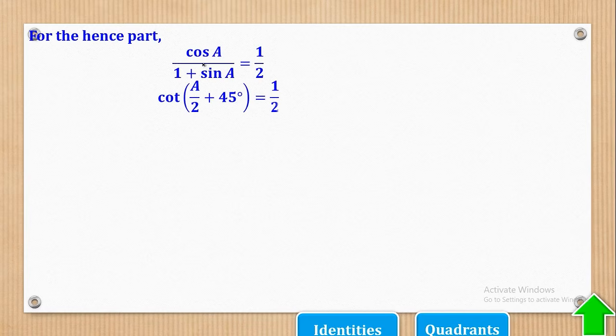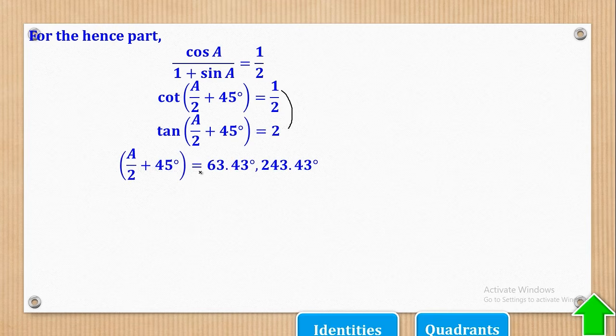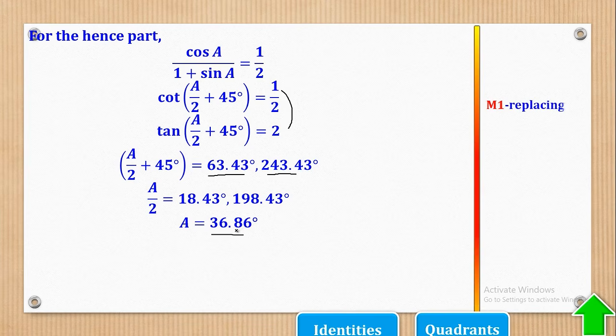So now we shall go to the hence part. So for the hence part, we shall say that now this one is equal to a half. It implies that we have already proved that this is equal to cot of A over 2 plus 45 degrees. But I know that cot is the reciprocal of tan, therefore tan will be equal to this reciprocal, which is now 2. That means that A over 2 plus 45 is equal to 63.43 and 243.43. Therefore, when I make A the subject, the angle will be this, based on the given interval. So basically that's what they wanted.